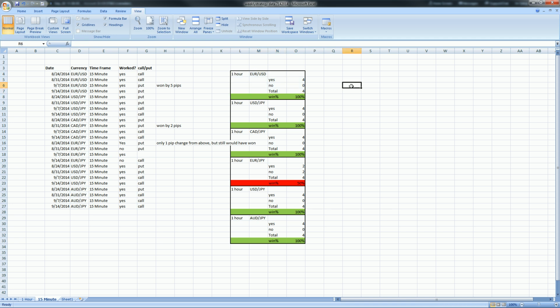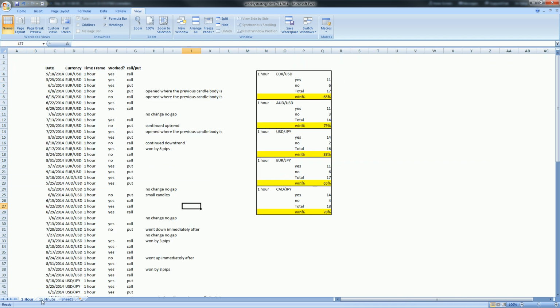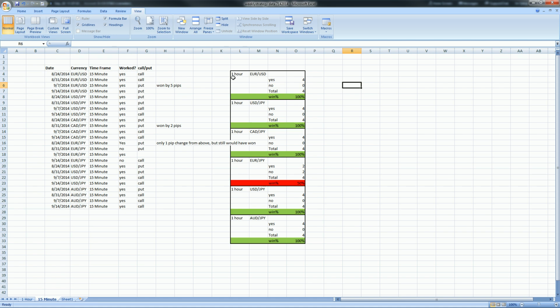And I only had 4 weeks of data. So remember, the more data you have, the more accurate results you're going to get. But for the past 4 weeks, it worked 100% of the time for the Euro USD, USD JPY, CAD JPY, USD JPY. And maybe this isn't accurate. Actually, I did USD JPY twice. But anyways, and the AUD JPY, 100% of the time for the past month.